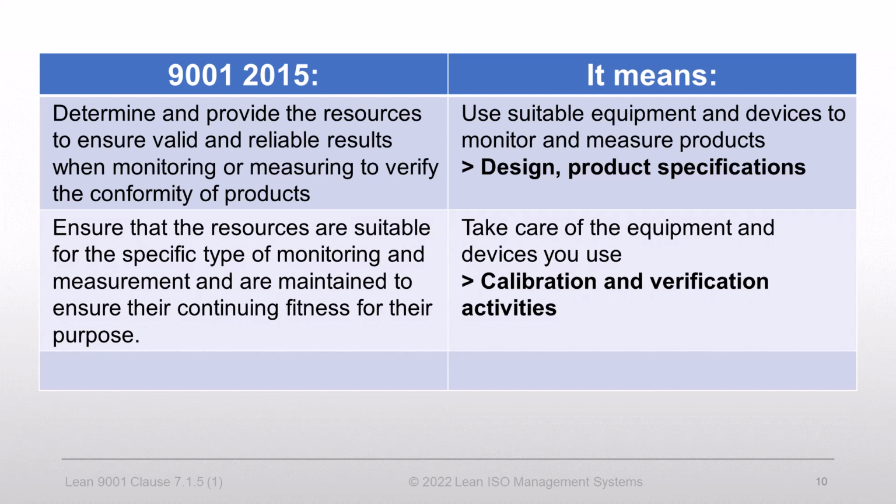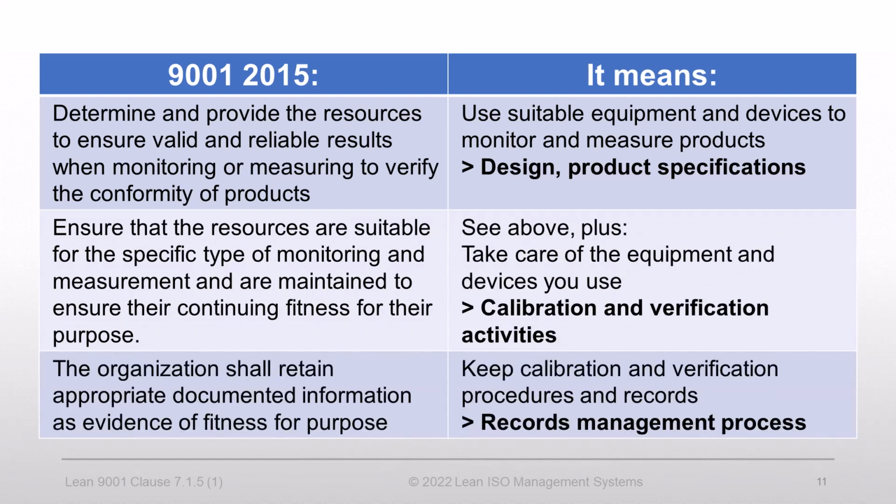In part, this statement duplicates the requirement above and adds the need to protect the equipment and devices and to calibrate or verify them to ensure their continuing fitness. This requirement is simply good housekeeping practice. Do not throw around your dial indicators or calipers, to keep them intact. The last condition of this subclause states that the organization shall retain appropriate documentation as evidence of fitness for the monitoring and measurement. This means that we have to keep calibration or verification instructions and records.